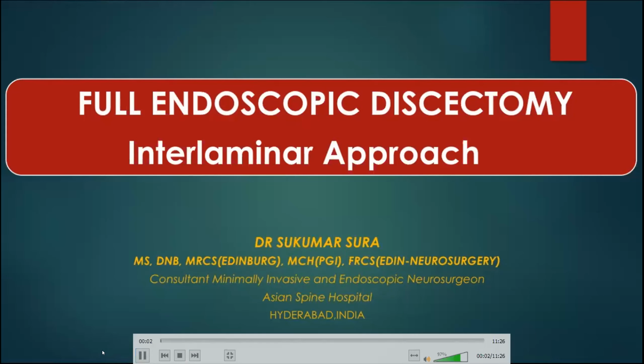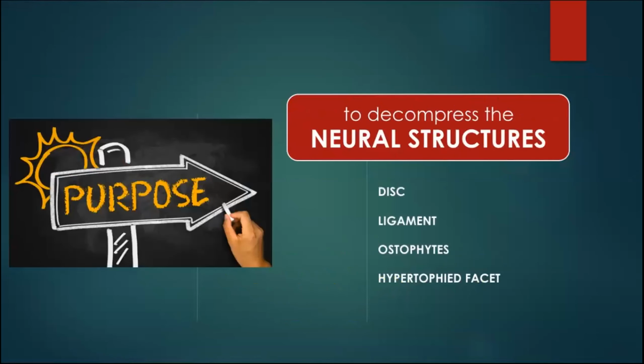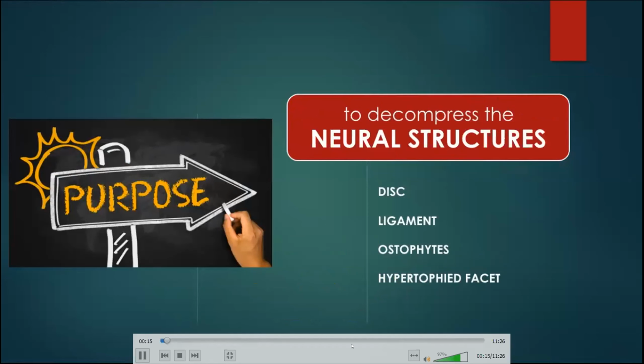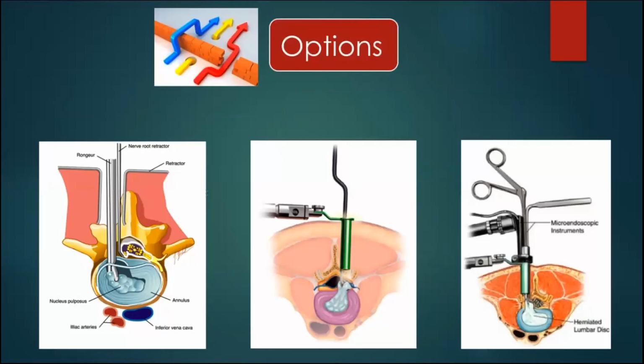Hi everyone. In the next few minutes we'll go through the technique of full endoscopic discectomy by the interlaminar approach. For any spine surgery, most of the time the purpose is to decompress the neural structures, either the pathology in the form of disc, ligament, osteophytes or hypertrophied facet. There are various options which we practice, either in the form of microdiscectomy, tubular discectomy or Easy-GO or Destandau techniques.